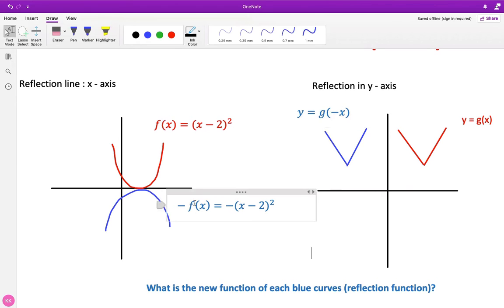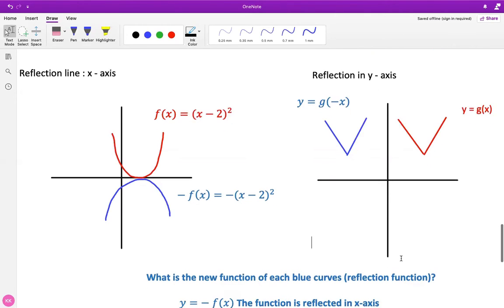What is the difference between these two notations? The common thing about these blue curves is that we have a negative sign, right? This negative sign is outside the function, but this negative sign is inside the bracket. So there are two different functions. If you see negative f of x, it means this function has been reflected in the x-axis. If you see g of negative x, this function has been reflected in the y-axis. This is what you need to know in this chapter.